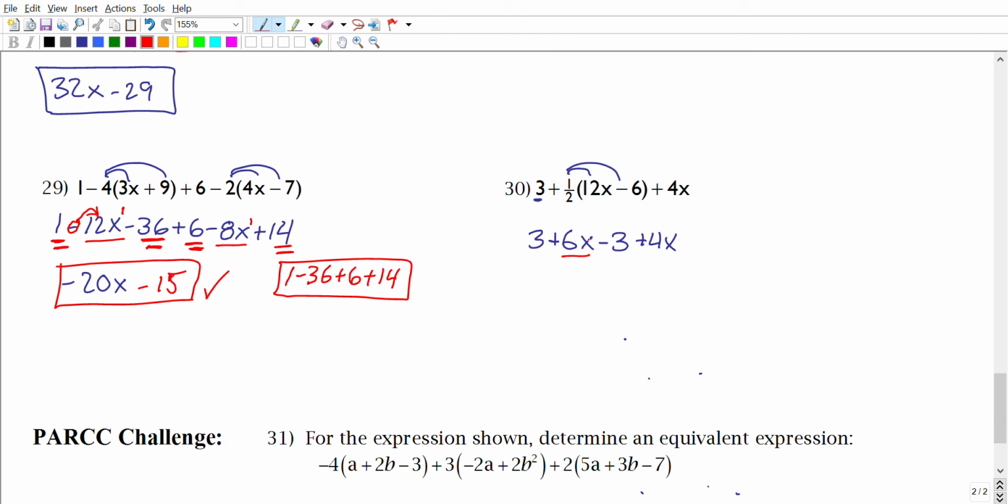So once again, I have my two like terms here, so that's a 10x. And finally, I have my two constants. So 3 minus 3, that's actually 0. So you could go ahead and write plus 0, but honestly, if you add 0, that's just the same thing as this number by itself. So it's just 10x.